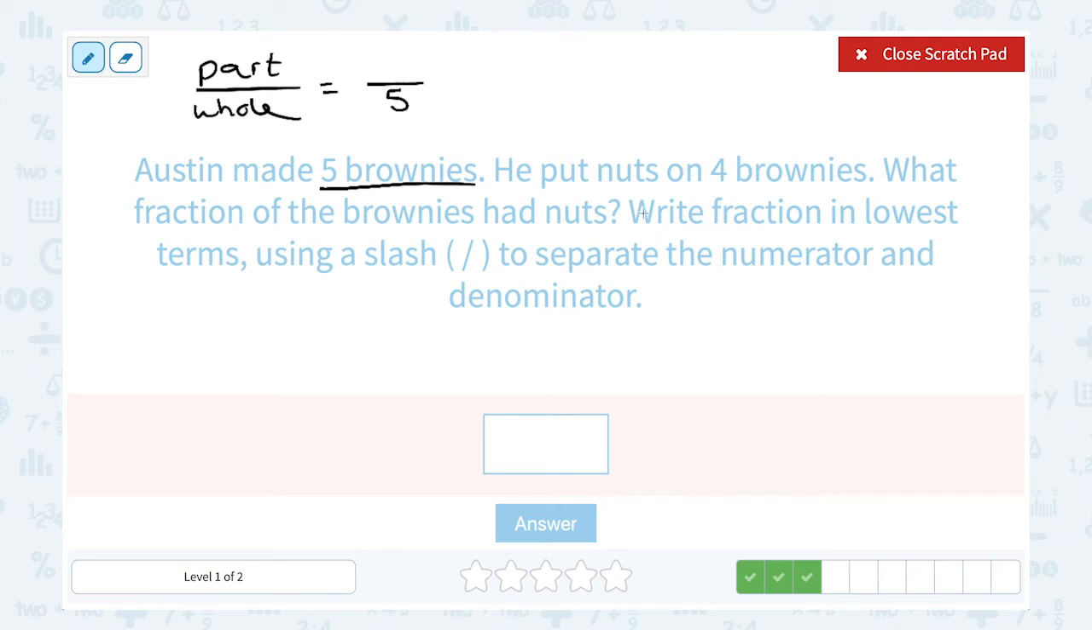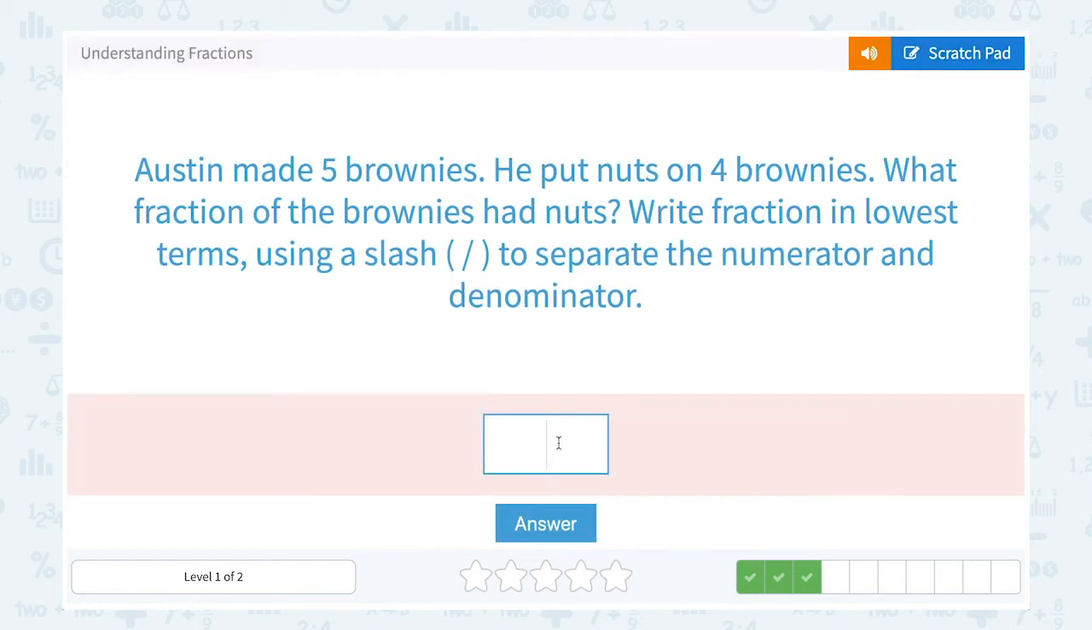The part would be just the ones that had nuts on them. There were nuts on 4 of the brownies. So 4/5 of his brownies had nuts. And I can't simplify that any further, so I'm going to leave it as 4/5.